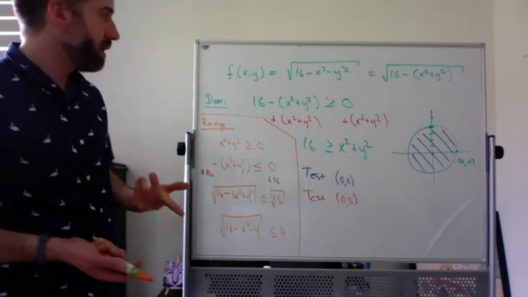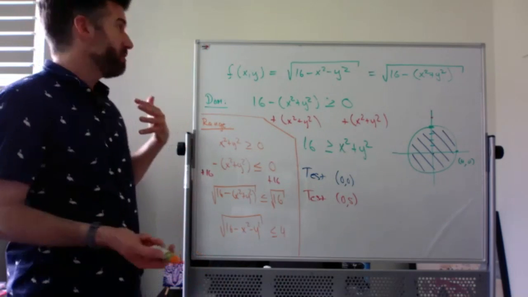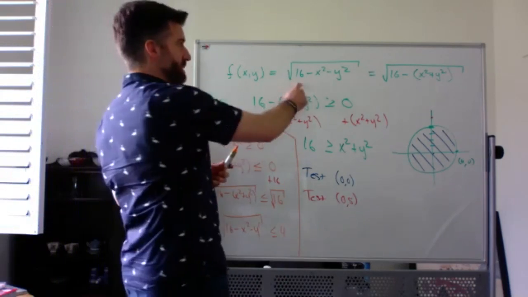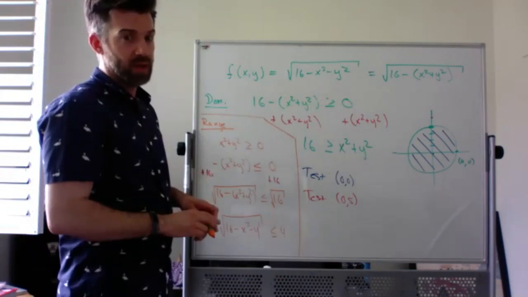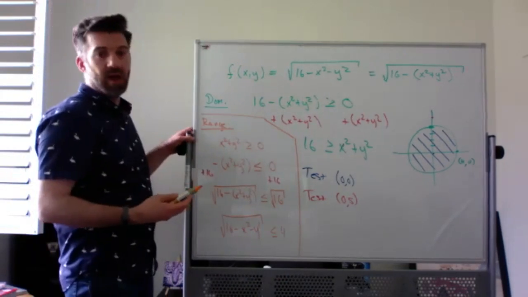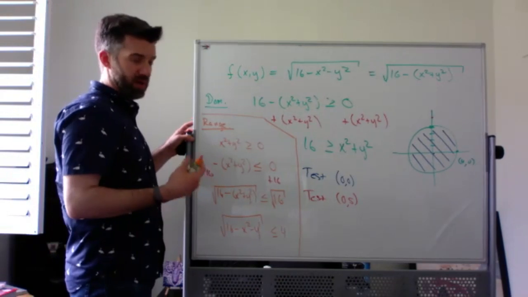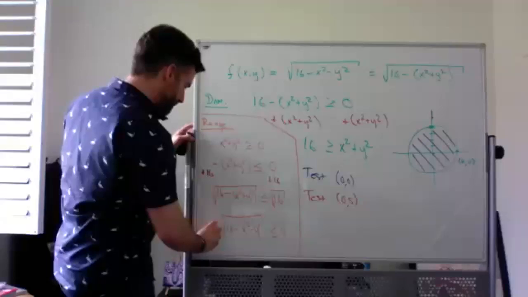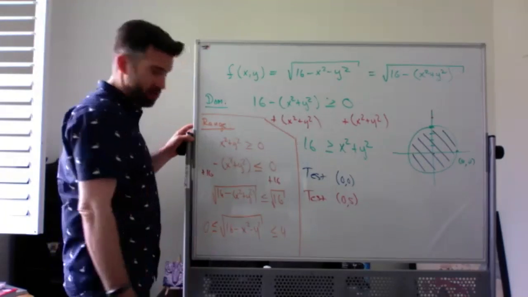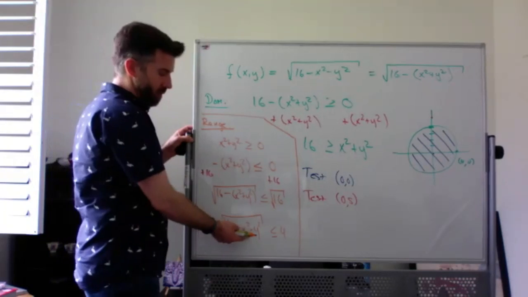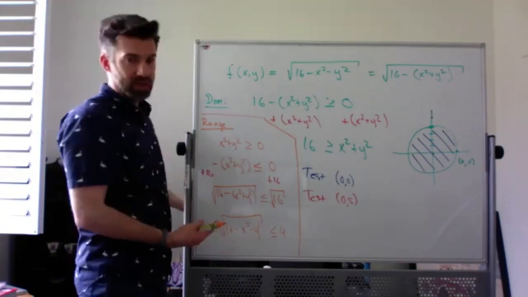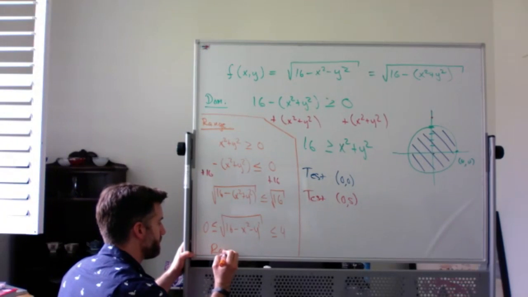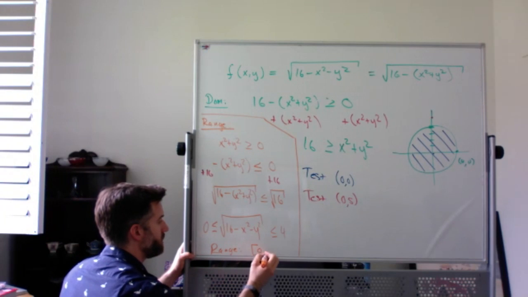You can definitely get 4 if x and y are both 0, but once x and y are something other than 0, they get bigger, which means 16 minus them gets smaller. So my function is less than or equal to 4, and similar to the previous example, square roots always give us non-negative outputs, so this is going to be bigger than or equal to 0. We can definitely get 0 by letting x be 4 and y be 0, or x be 0 and y be 4, or some other combination. So here our range would be 0 inclusive to 4 inclusive.